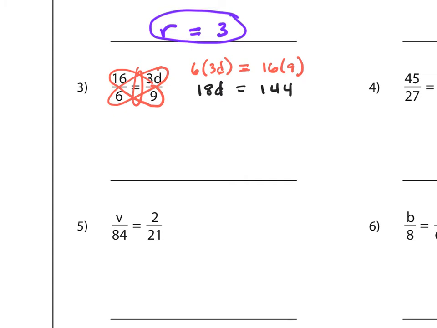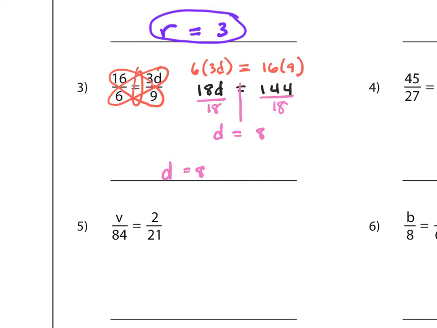Now I'm ready to solve. I'm ready to find out what d equals. So I'm going to use my solving skills. I'm going to divide both sides by 18. So I'm building my wall, dividing by 18 on both sides. Calculator is very handy when you're doing these. I would suggest it. It turns out that d equals 8. So d would equal 8.